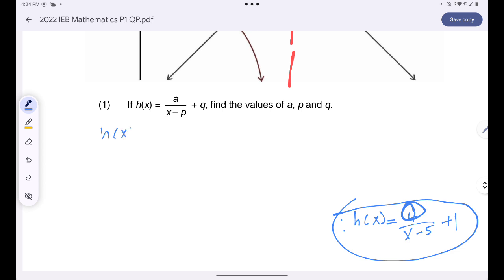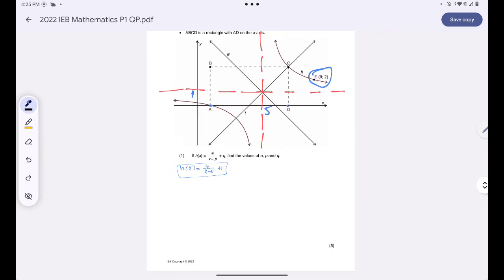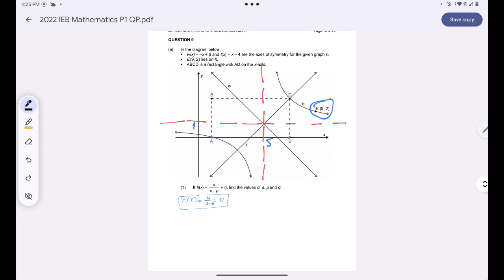So h of x is equal to 4 over x minus 5 plus 1. This was the graph, ne? Let me erase there. Okay, now let's answer the second question. Let's use a black ink. For the second question, let's erase here and work with a clean picture.